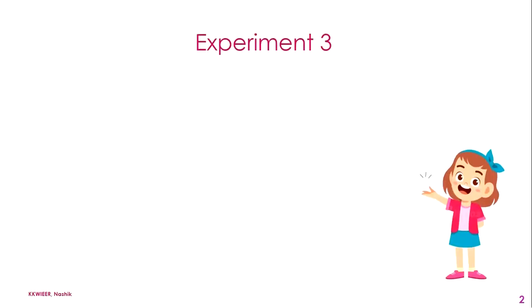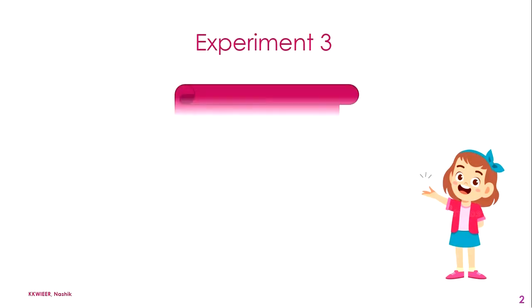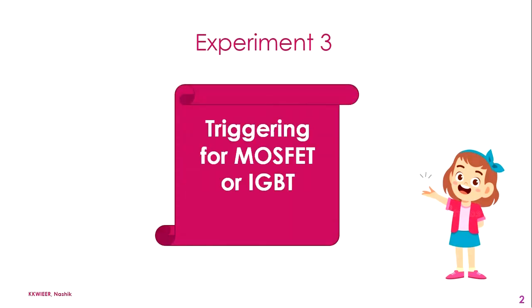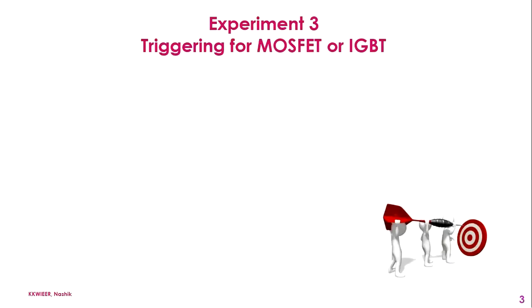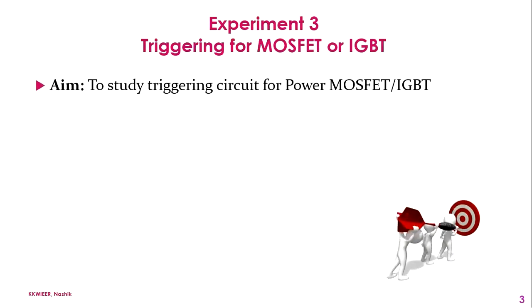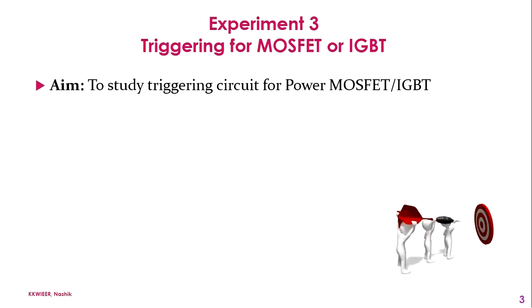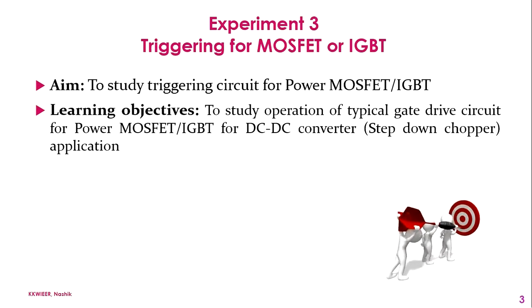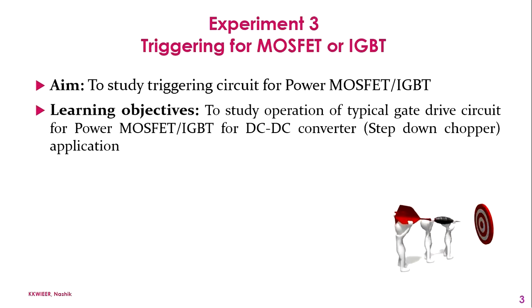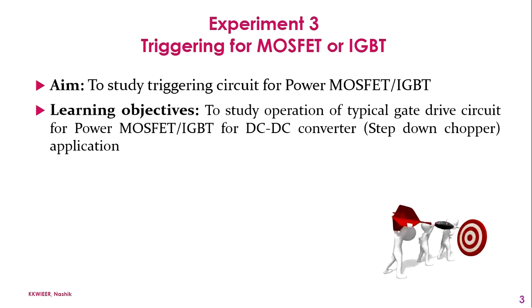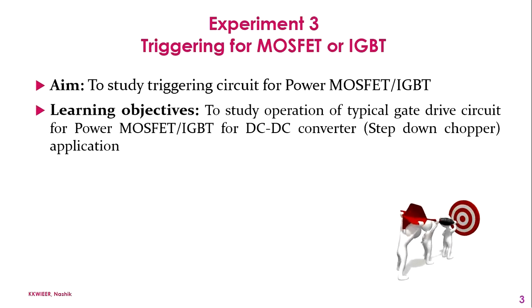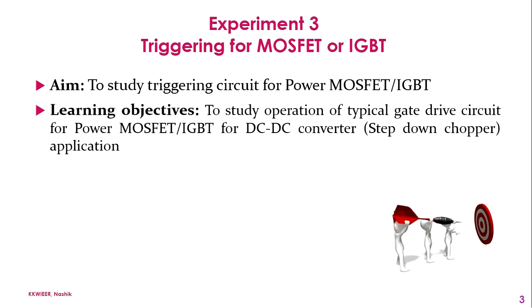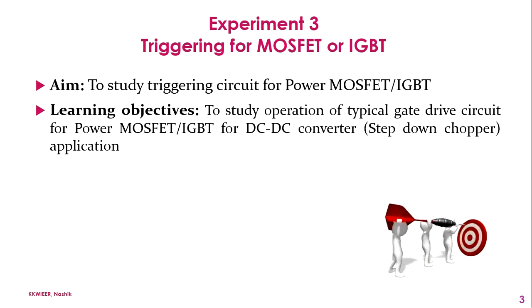In this video, we are going to perform the third experiment, that is triggering for MOSFET or IGBT. The aim of this experiment is to study the triggering circuit for power MOSFET or IGBT. The objective is to study the operation of a typical gate drive circuit for MOSFET or IGBT for DC-DC converter, that is nothing but the chopper application. In this we are going to study the step down chopper.